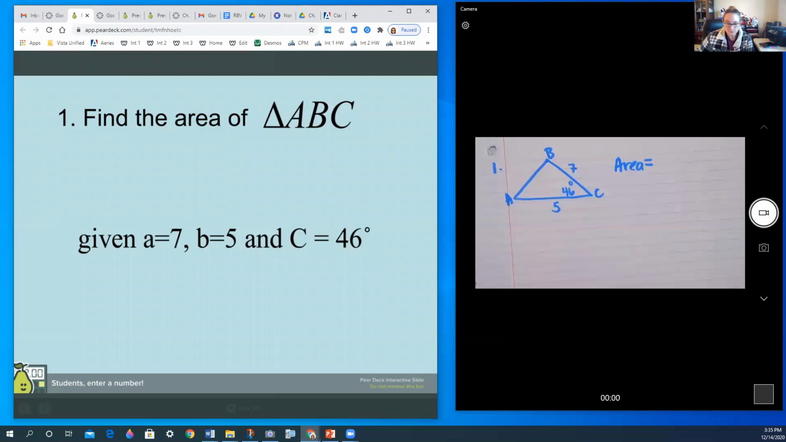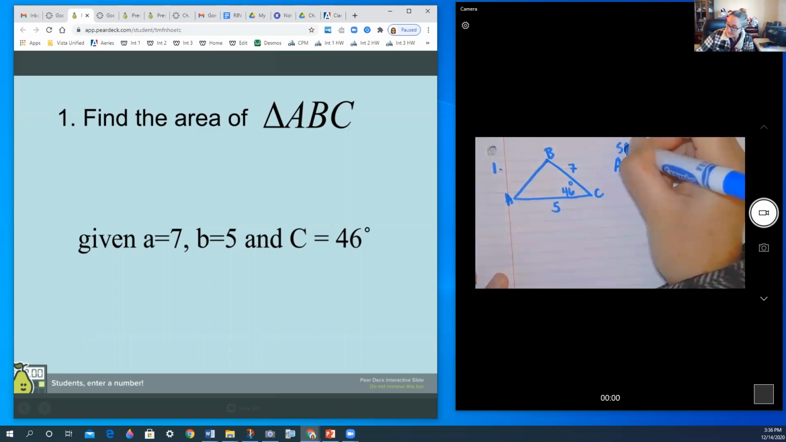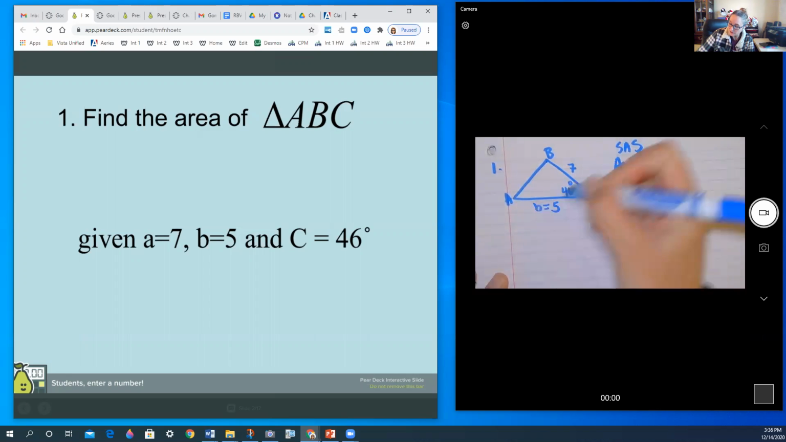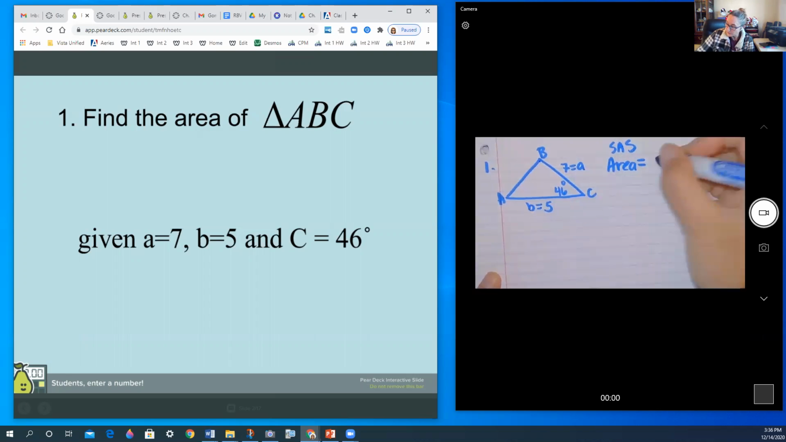So on this first problem, I drew out the triangle and they want us to find area. And when we find area, we should be having side, angle, side. We should have the two sides that form this angle. So the two sides with the angle in between. And so in this case, this would end up being little b, this would end up being little a, and this is angle C. And so I would do 1/2 a times b times sine of C, because that's what I have, little a, little b, and angle C.